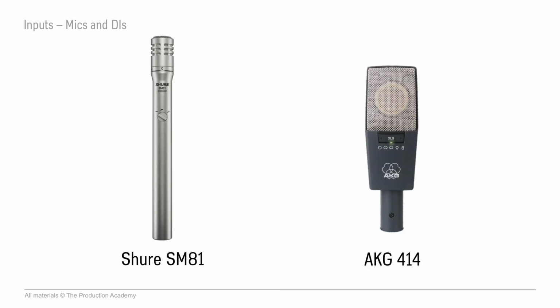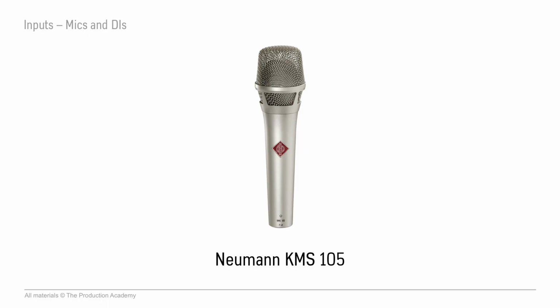2 common condenser mics are the Shure SM81 and AKG 414. Just like dynamics, they can be used for any instrument, but you'll typically see them on cymbals, strings, and other acoustic instruments. Their sensitivity will help pick up some extra sonic detail. For this reason, some condenser mics are made specifically for vocals. The Neumann KMS 105 is a high-quality vocal mic designed for live music.